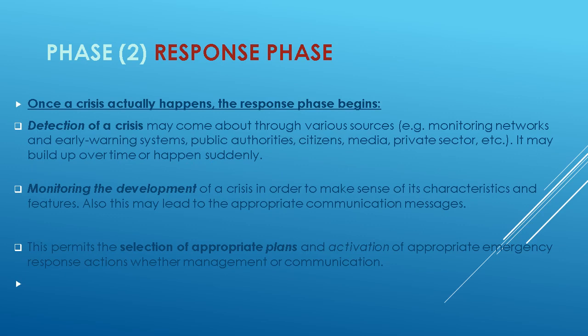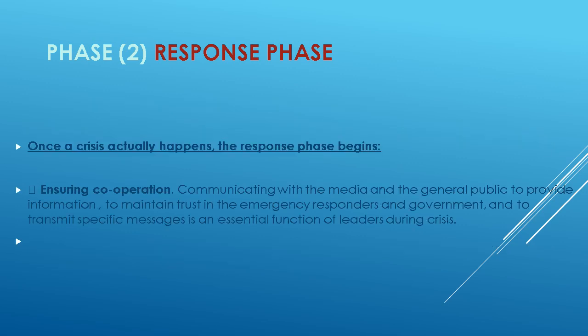After that, we will have the crisis response phase. In the crisis response phase, we have 4 main points: detection of the crisis, monitoring or reviewing the development, selection of the appropriate plan or the right plan, and ensuring cooperation. In this phase, when the management must actually respond to the crisis, we then follow up, and we choose and execute the pre-planned contingency actions that were already prepared in the first phase.